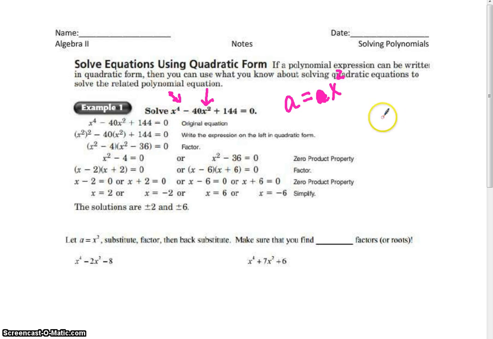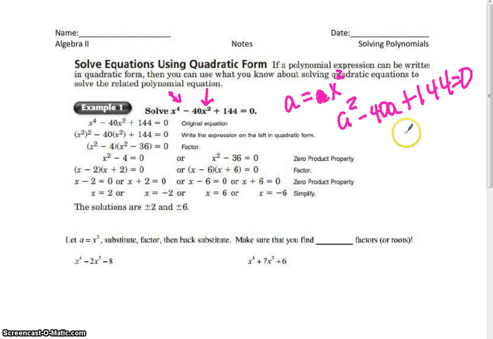Instead of x to the fourth, that's actually going to be a squared, because if you took x squared and you squared it, you would get x to the fourth. So you're going to take this problem and rewrite it, and it would become a squared minus 40a plus 144 equals 0. And then you would take that and you would solve it just like what we always have. So factors of 144, signs are the same and they're both negative, and they have to equal 40.